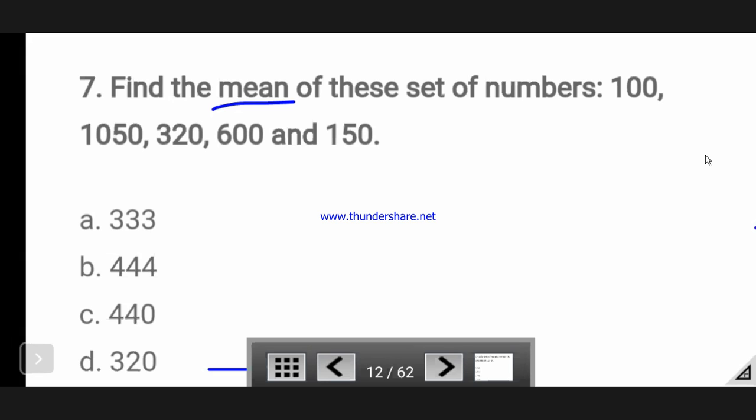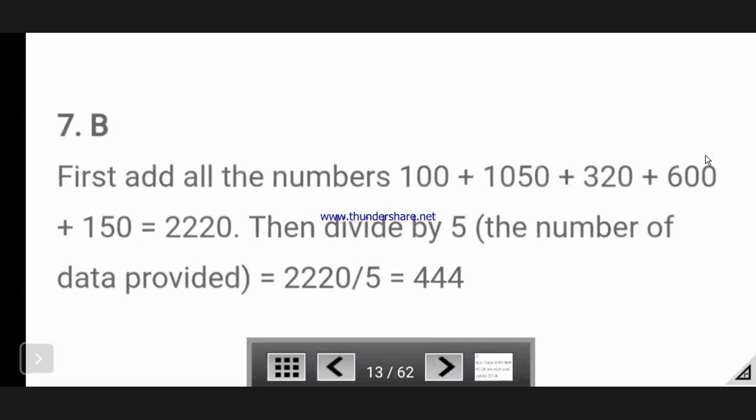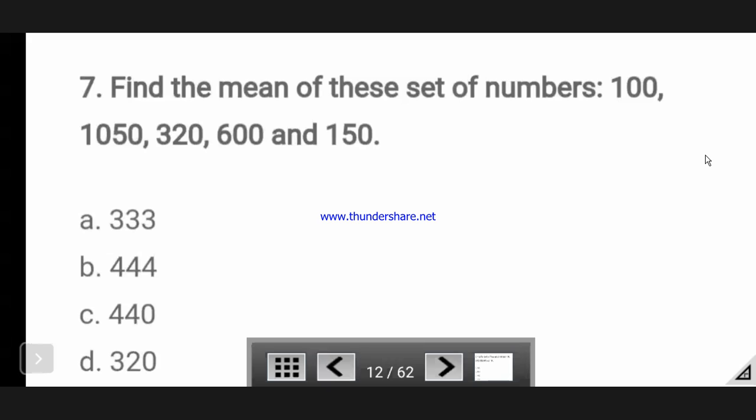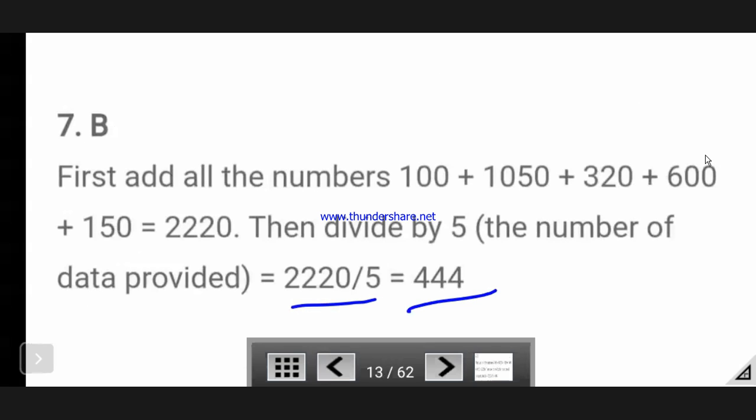444, ma'am. Your answer is right. First, we add all those numbers. We are getting 2220. Then we divide it by 5 since there are 5 numbers. We are getting 444 as the answer.